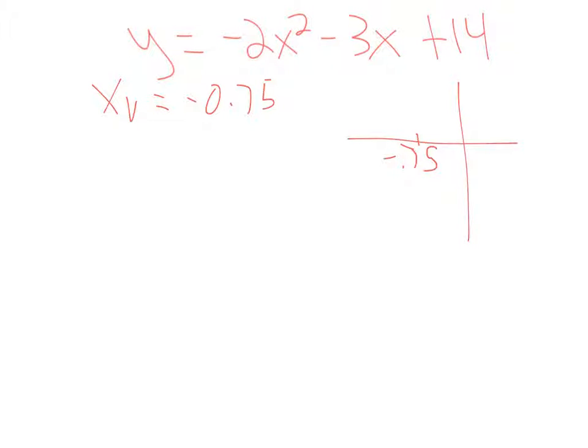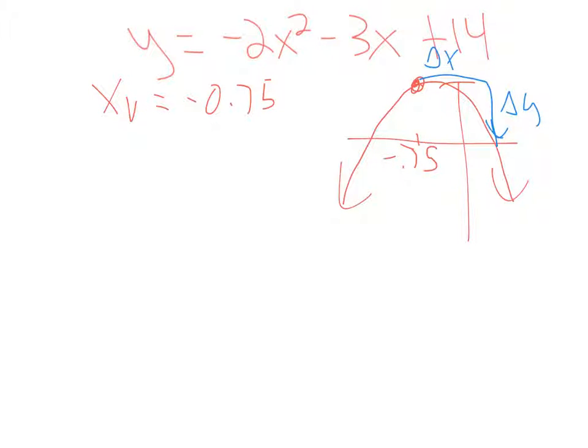Negative 0.75. I know that the vertex is going to be up here because it's frowning, right? It's going to be something like that. Okay. And now what I need to do is figure out that delta x and delta y.